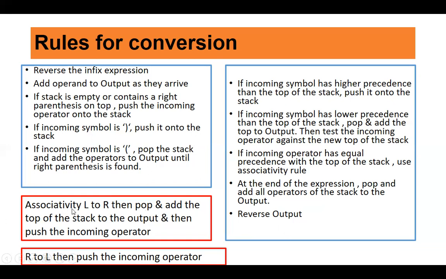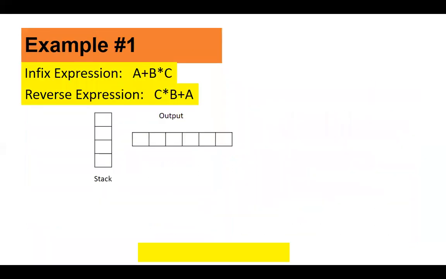Now if the associativity rule is left to right, then pop and add the top of the stack to the output and then push the incoming operator. Same as what we had in case of postfix. Same thing here, right to left: if the associativity is right to left, then push the incoming operator onto the stack. Fine. Now let us look at some examples so the concept will be more clear.